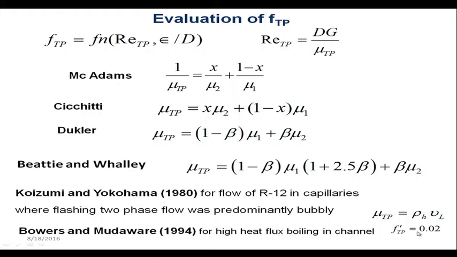Now, once more I would like to emphasize that it is not a must that you should remember the correlations. The only two correlations which you should be remembering for this particular class are the Dukler correlation, which is pretty easy, and the Beattie and Whalley correlation, which is basically the Dukler correlation with one particular term of 1 plus 2.5 beta.